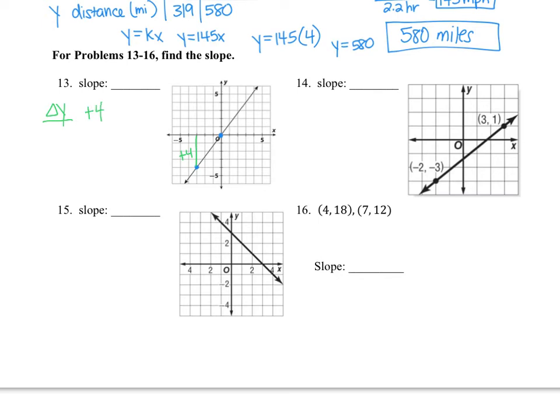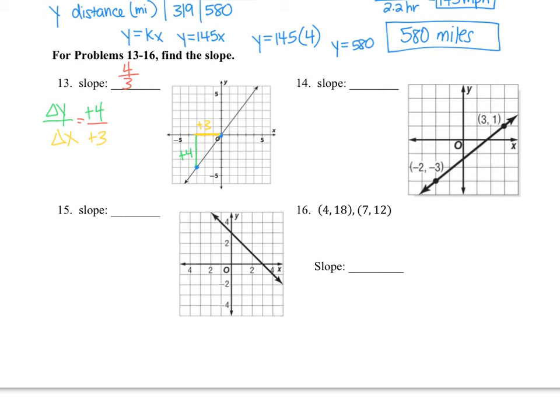Now I need to finish drawing my triangle, so I'm going to stay at that point and see how far left or right I have to go to get to that point. And I had to increase by 3. So plus 3. I say increase because I'm going to the right. So that's adding 3 for your change in x. So your slope is 4 over 3. And we can just leave it like that. You don't need to convert it into a mixed number. When you get to algebra, you'll really want to leave it as an improper fraction always.